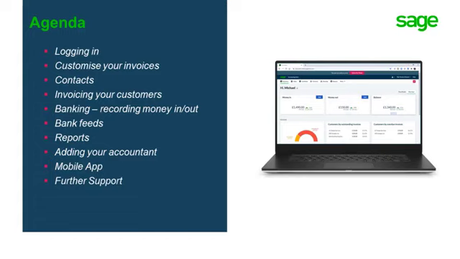We're going to cover how you go about accessing Sage Business Cloud Accounting and also logging in. We'll then move on to some demos, such as customizing your invoices, setting up your contact records for your customers and your suppliers. Entering invoices, we'll show you how easy that is. We'll look at the banking section, so recording how you get paid and also your expenses. We'll pick up on bank feeds, which is a very popular feature. It's a way of integrating your bank account or your credit card with your accounting software.